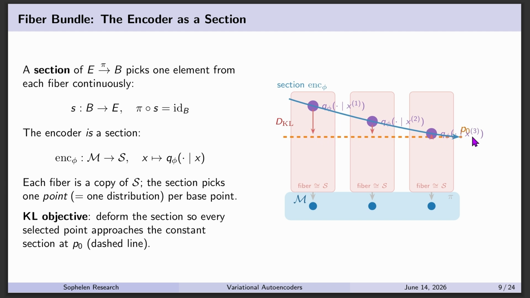So this is our constant section, and we want to send each image to a point in the distribution as close as possible to this constant section, right? Of course, we don't want it to be just like the constant section, else we cannot distinguish between these image points. Our goal is to make this point as close as possible to this red dashed line in such a way that we can still distinguish these image points.